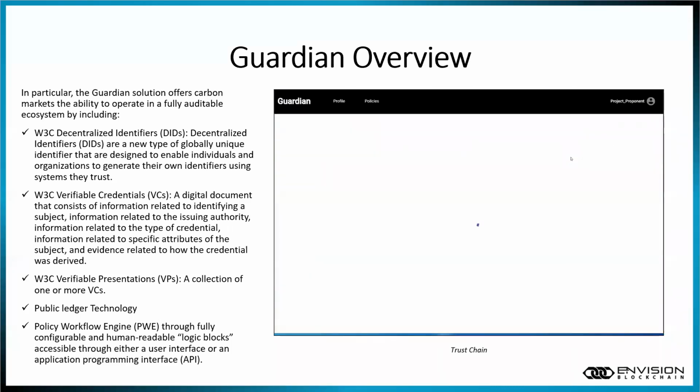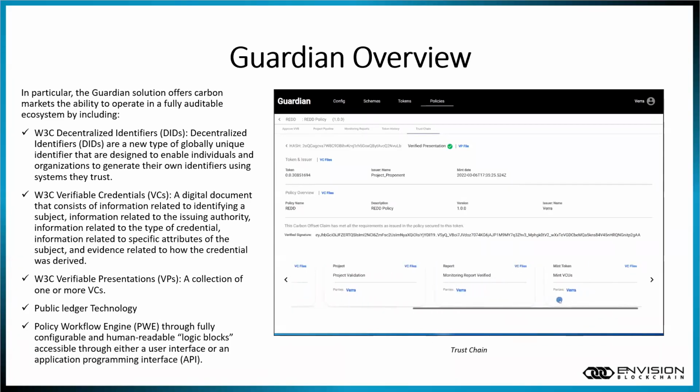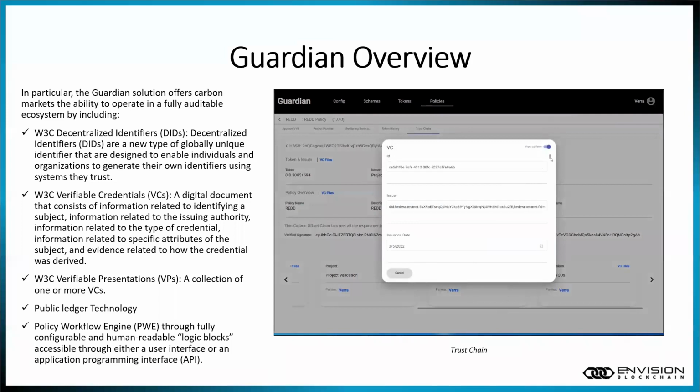And by using the trust chain, we can create a VC file that contains all the information that was input by different roles throughout the workflow. This information includes project details, issuance of carbon credits, and verification of those credits. This VC file is then stored on a public ledger, which allows for complete transparency and verification of the entire process.